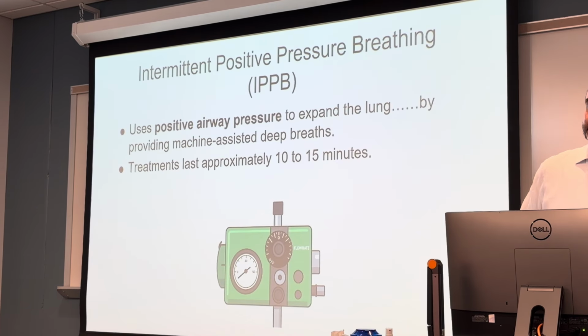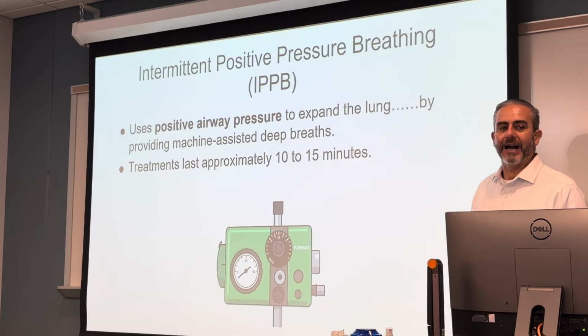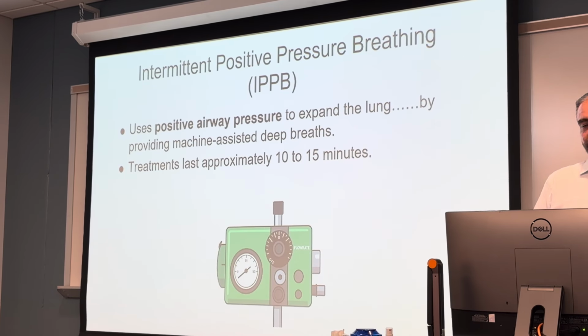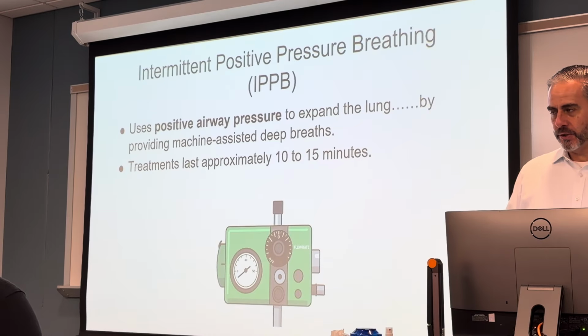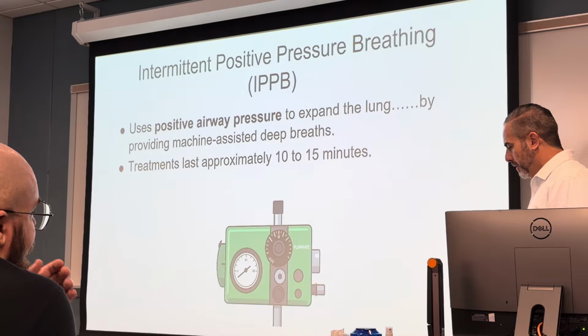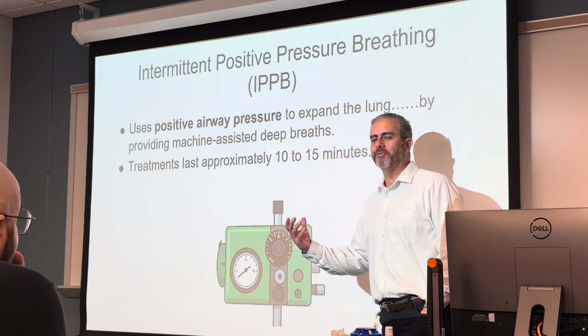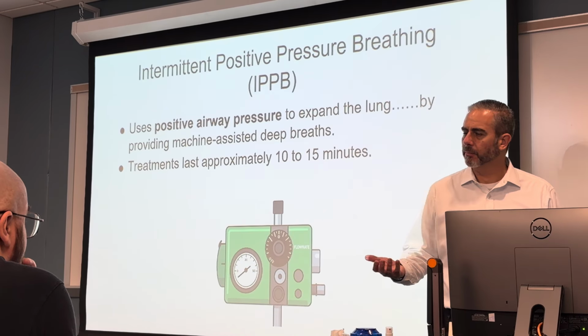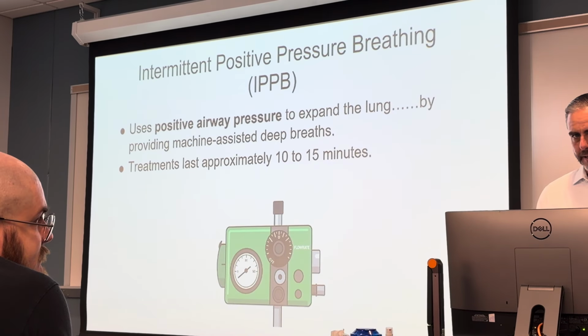All right, let's move away from incentive spirometry, and let's talk about IPPB, intermittent positive pressure breathing. Now, this is positive pressure used to expand the lung, just like we could use a mechanical ventilator to expand the lung. This therapy was really, to be honest, one of the first mechanical ventilators that provided positive pressure breathing, back in the 1950s. This therapy's been around for a long, long time.